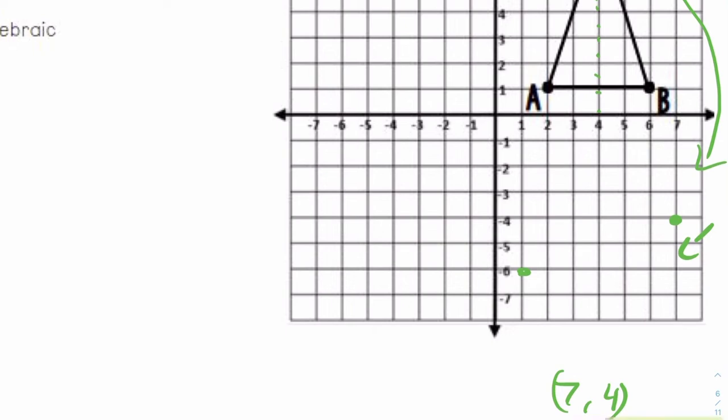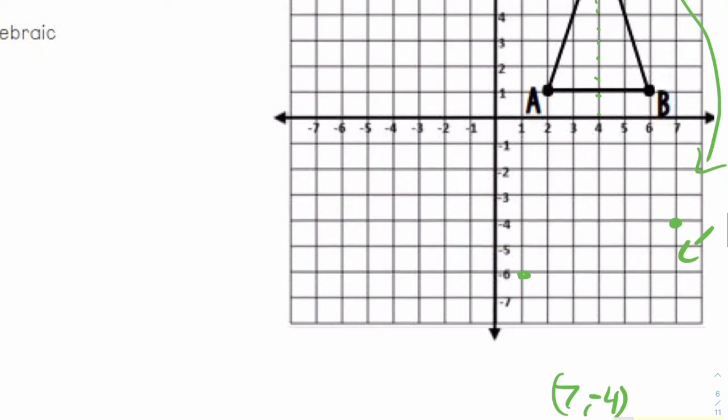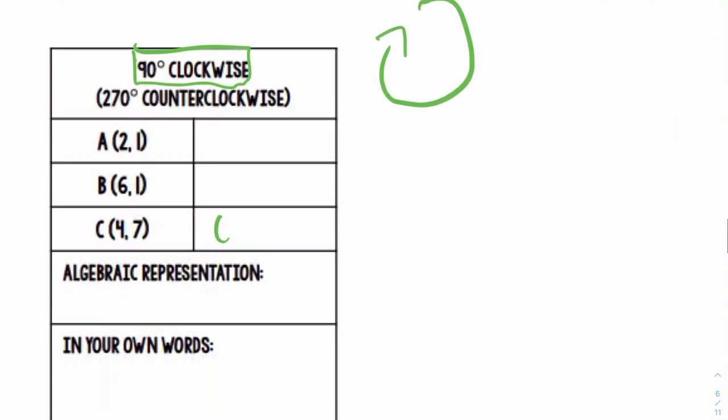It is going to be a 4 on the Y, but it's not a positive 4. Now it's a negative 4. That is the correct spot. 7, negative 4. Let's look at how that changed. 4 was for the number X. Now 4 is in the space for Y.